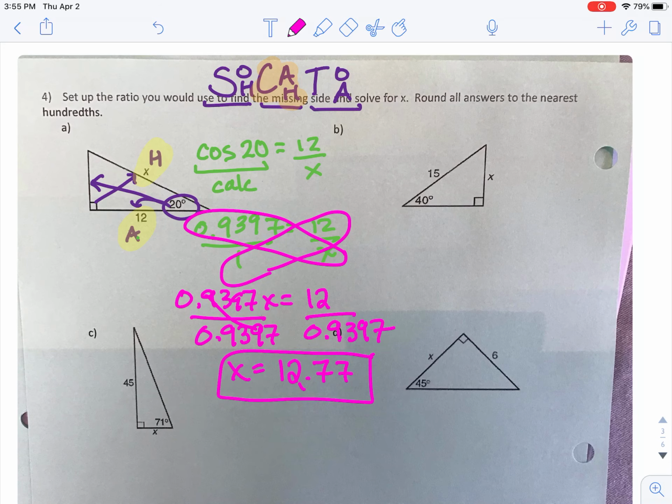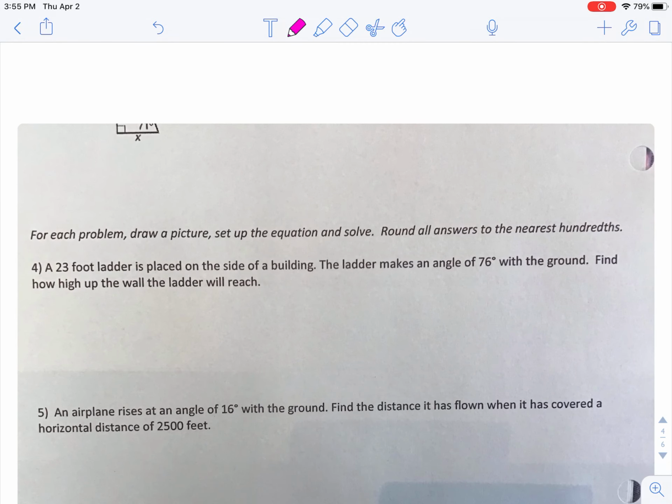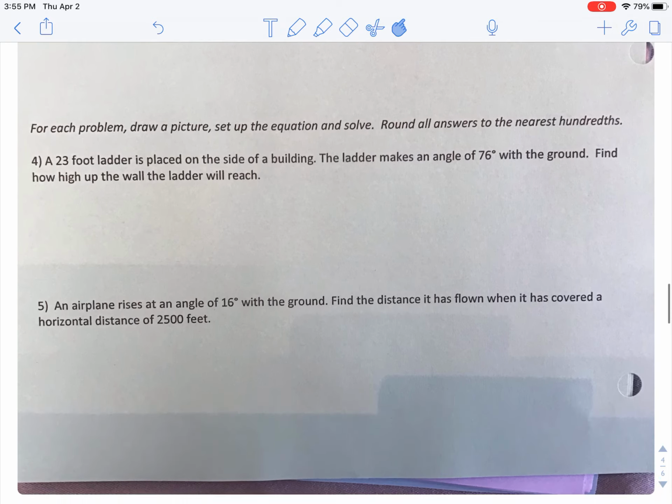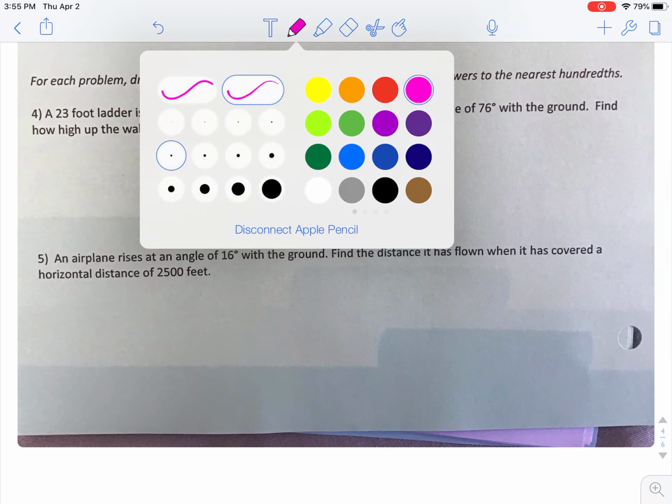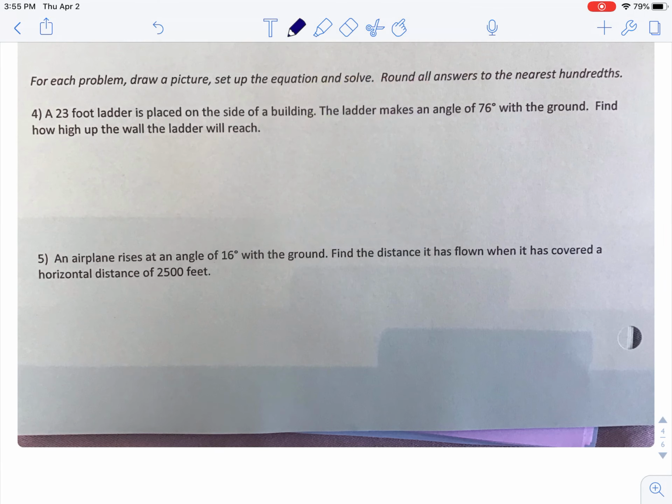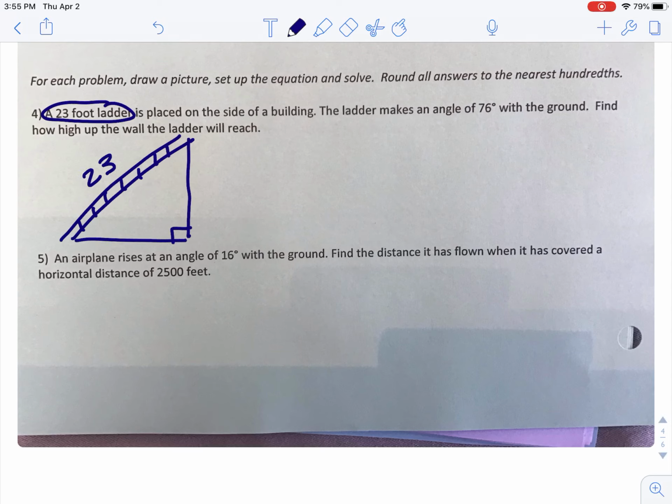Let's go to the bottom of the page with the word problems. This is the same idea. Here you're just going to draw the picture, set up the equation, and solve it. So I'm going to start by drawing a picture. I've got a 23-foot ladder. 23, that's my ladder, leaning up against the wall. It's always 90 degrees here.